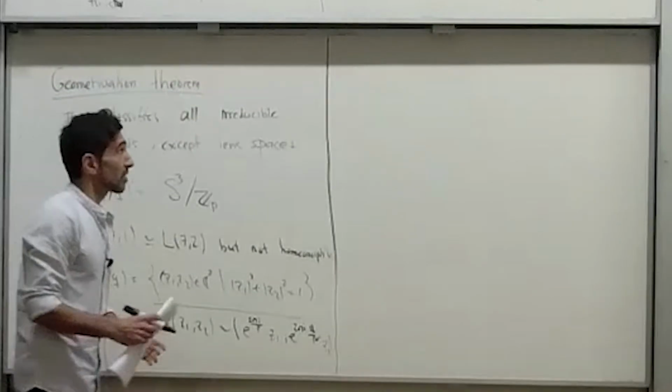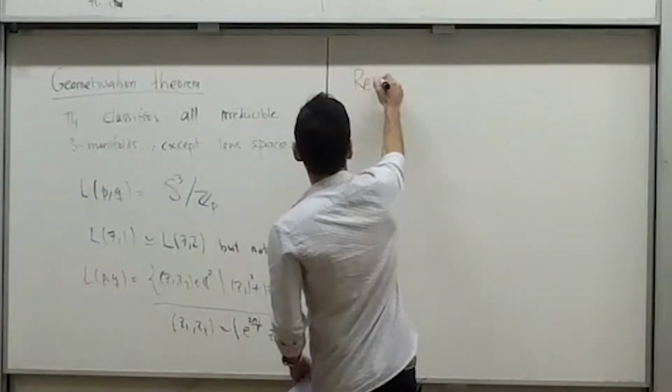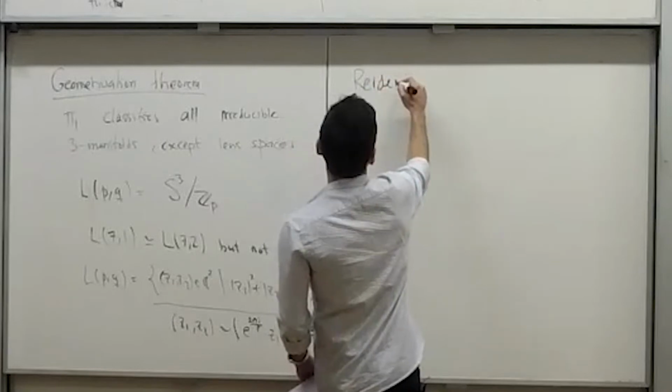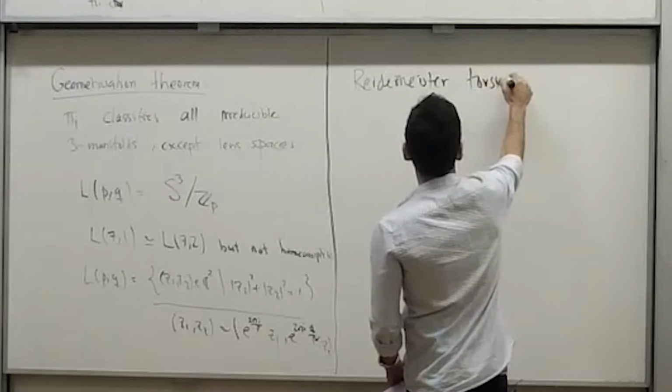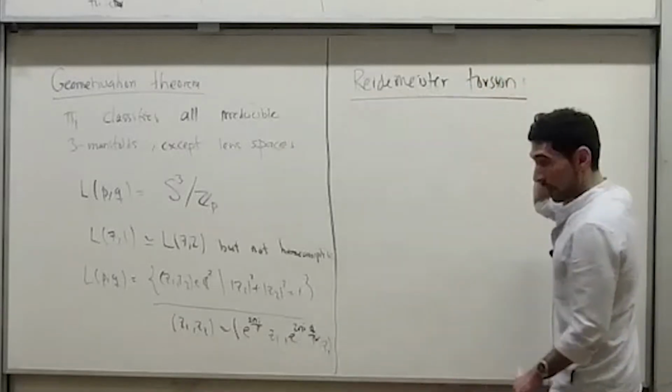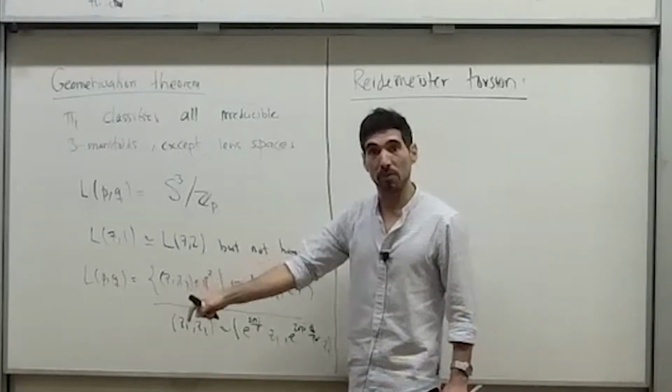So Reidemeister torsion actually predates TQFTs. Reidemeister introduced an invariant, the R-torsion, that can actually classify lens spaces up to homeomorphism.